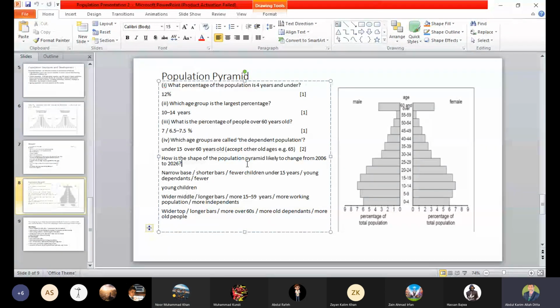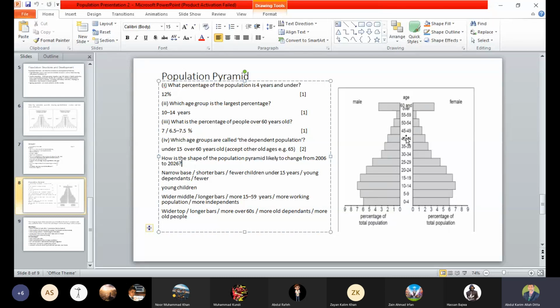If one child was born in 2006, then in 2026 his age will be 21, beta. So this is the transition change, my dear. You can see the base of this pyramid is short, and as we go up to the middle stage, you can see that it is getting wider, my dear.